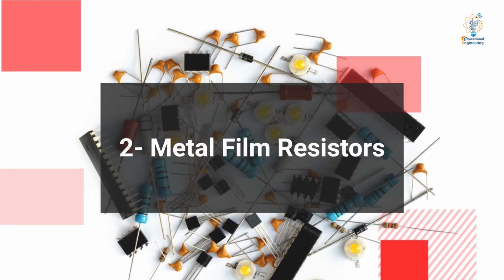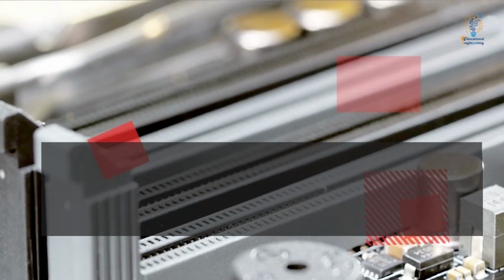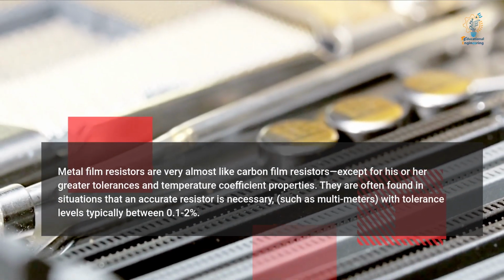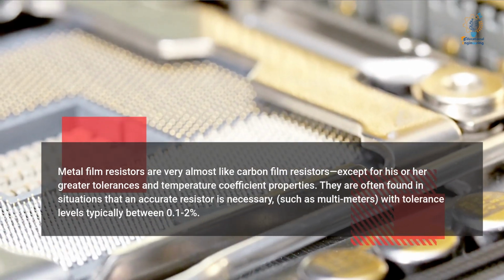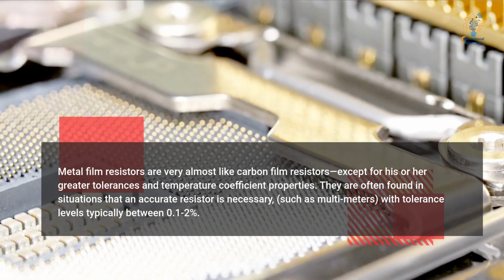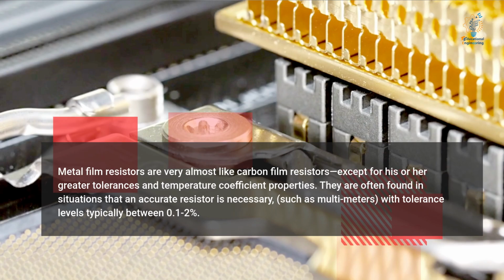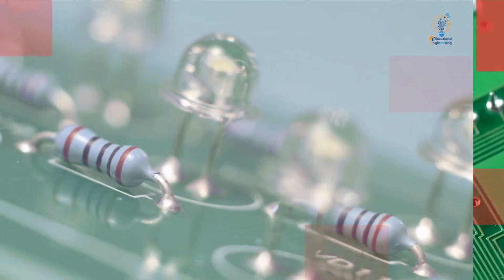2. Metal film resistors. Metal film resistors are very much like carbon film resistors, except for their greater tolerances and temperature coefficient properties. They are often found in situations where an accurate resistor is necessary, such as multimeters, with tolerance levels typically between 0.1 to 2%.